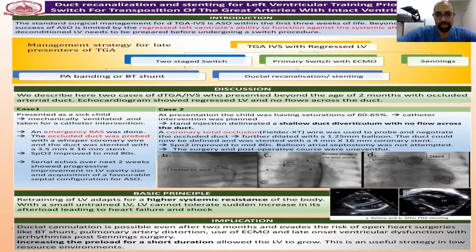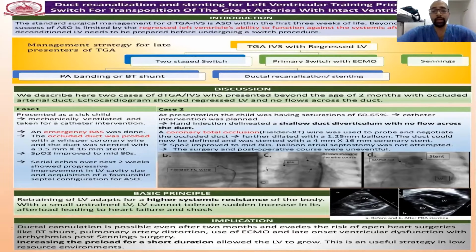So we have various options. As we can see, we can either go for a direct switch, or go for a primary switch, which would require ECMO support, or we go for a two-stage switch, which is possible by either training the left ventricle with surgical options like a PA banding or BT shunt, or going for ductal recanalization, which we'll be focusing on more in this paper.